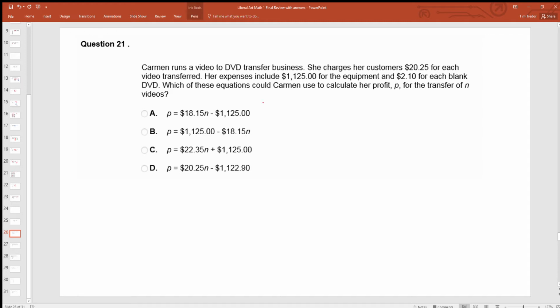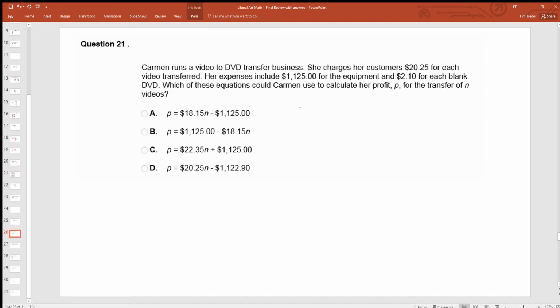Question 21. Carmen runs a video to DVD transfer business. She charges her customers $20.25 for each video transferred. Her expenses include $1,125 for the equipment and $2.10 for each blank DVD. Which of these equations could Carmen use to calculate her profit P for the transfer of n videos?